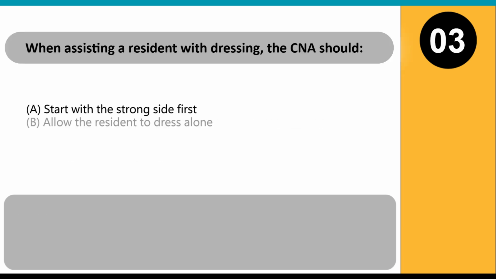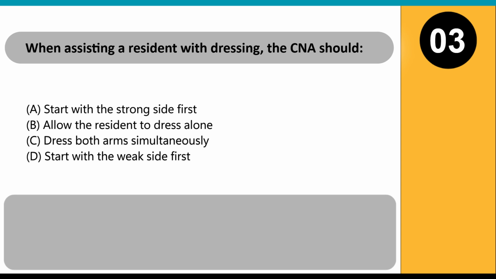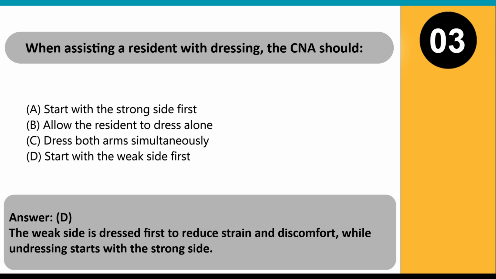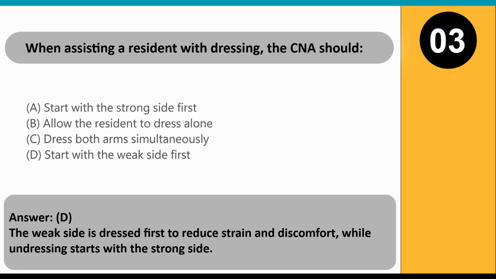When assisting a resident with dressing, the CNA should: A. Start with the strong side first. B. Allow the resident to dress alone. C. Dress both arms simultaneously. D. Start with the weak side first. Answer, D. The weak side is dressed first to reduce strain and discomfort, while undressing starts with the strong side.